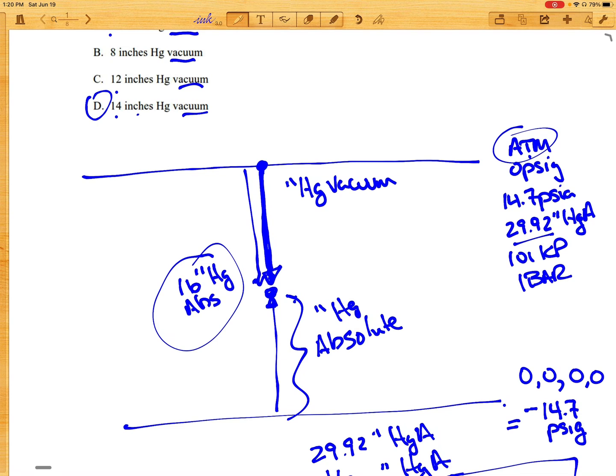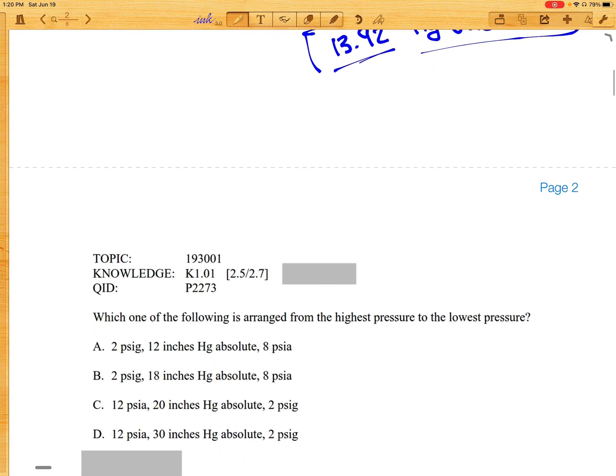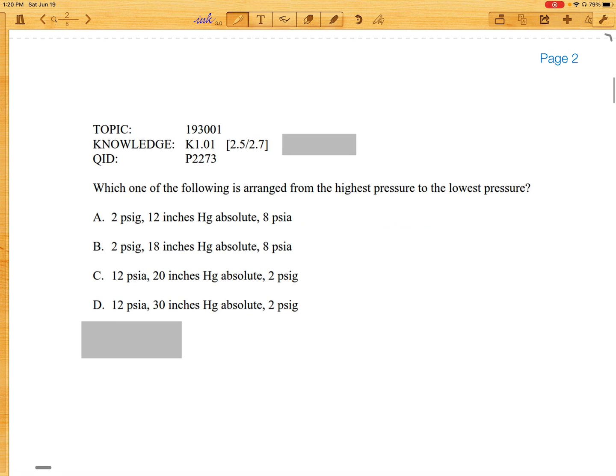All right, so don't misread. Be careful and diagram every time when we're talking vacuum. That'll save yourself a lot of heartache, man. Don't give up the easy ones. Let's go on to the next problem.